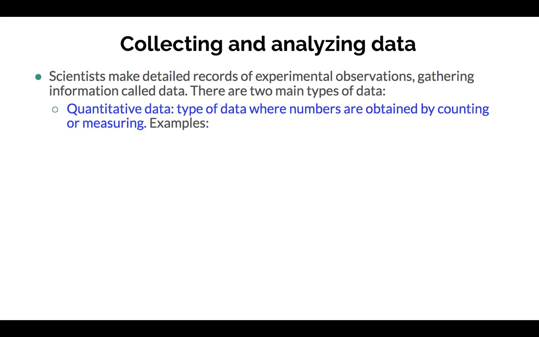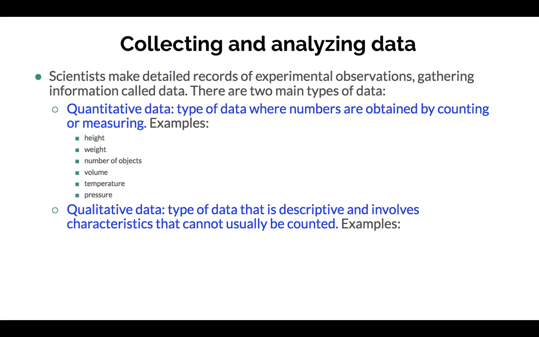Now, to talk about data. You go through your experimental observations and then you're going to be gathering information called data. There are two main types of data: quantitative, which is where numbers are obtained by counting or measuring. Here are a few examples of quantitative data: height, weight, number, volume, things that you can measure and have an actual number attributed to.